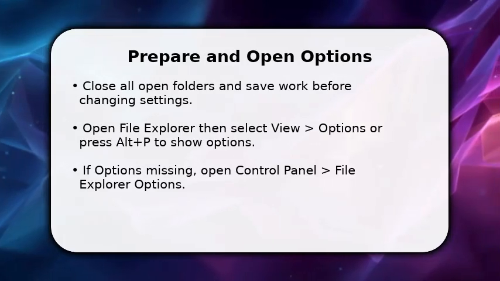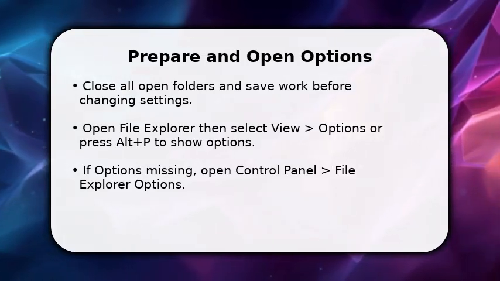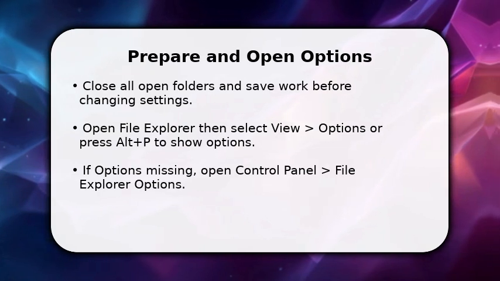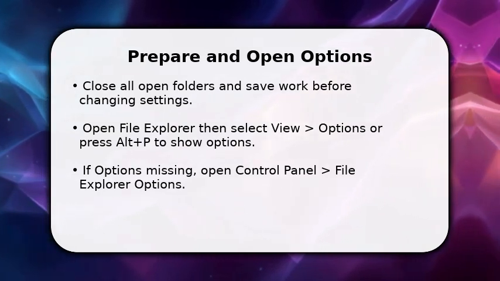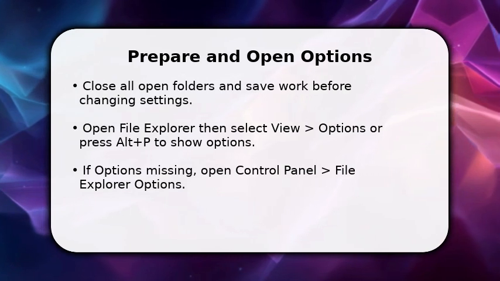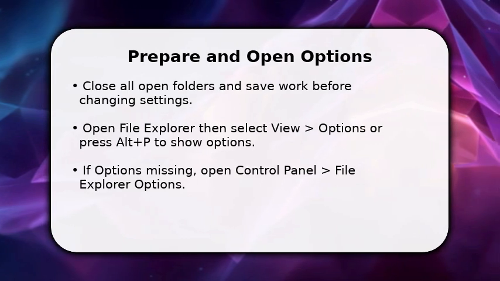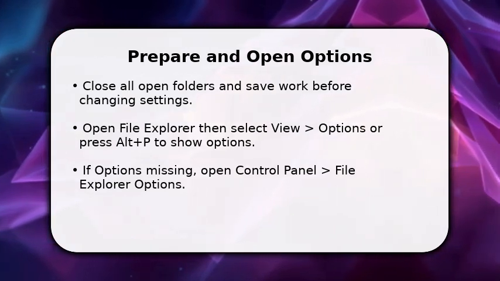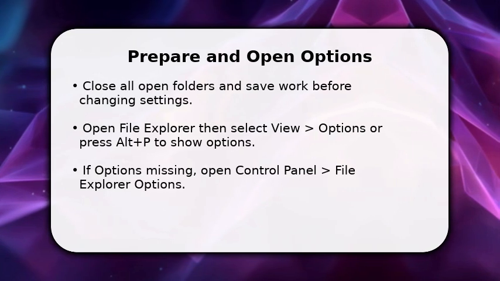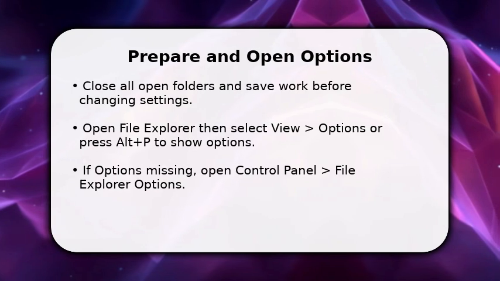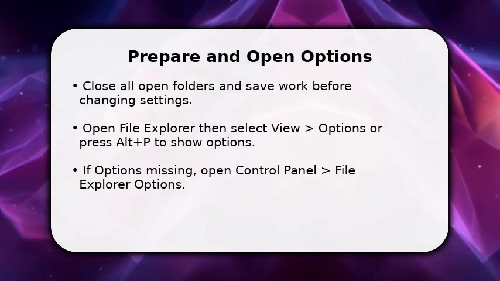You'll start by closing open folders and saving work to avoid data loss. This frees Explorer to reset cleanly. Next, open File Explorer and go straight to View Options so you can access folder options. If View Options isn't visible, make sure to open Control Panel and choose File Explorer Options. This is the same dialog. Once the dialog is open, you'll be ready to reset view settings and advanced options.